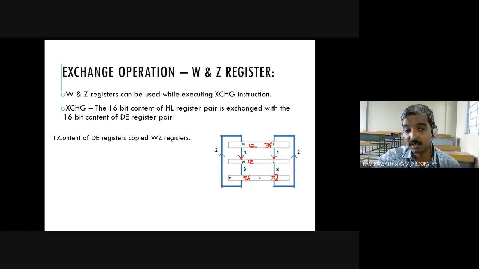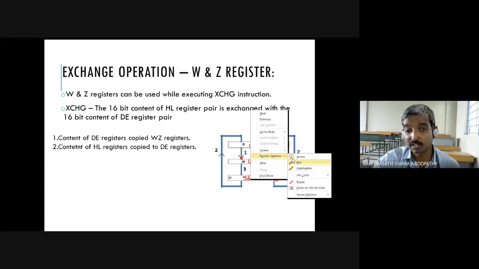WZ ல உள்ள, I mean D ல உள்ளது WZ க்கு வந்துரும்னு சொன்னோம். So 1 2 3 4 is available now in both DE and WZ. Okay, first step முடிஞ்சதுக்கு அப்புறம் second step என்ன போட்டுருக்கோம் பாருங்க. From HL the content is moved to DE register pair. Correct? So இப்ப என்ன ஆயிடும்?